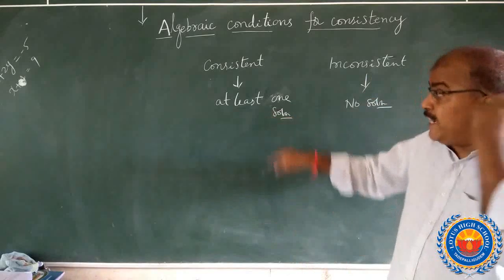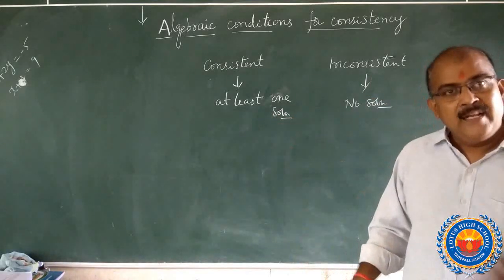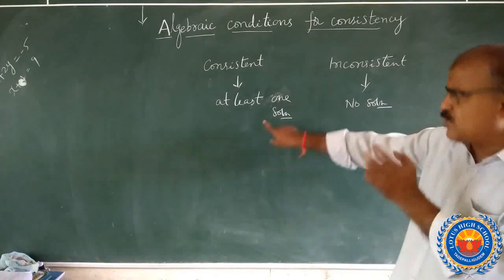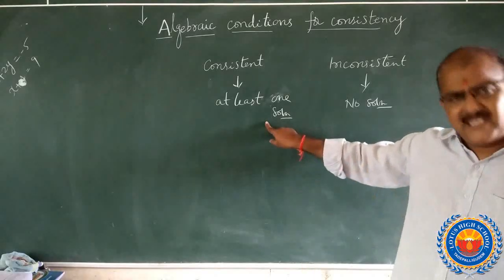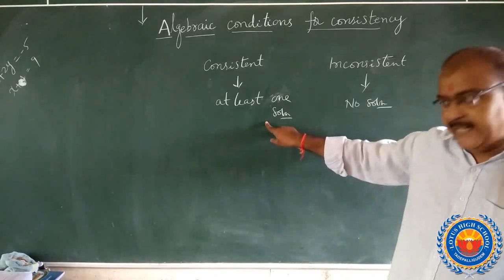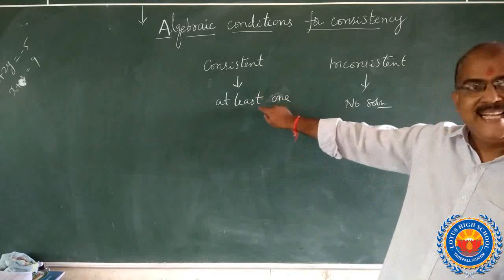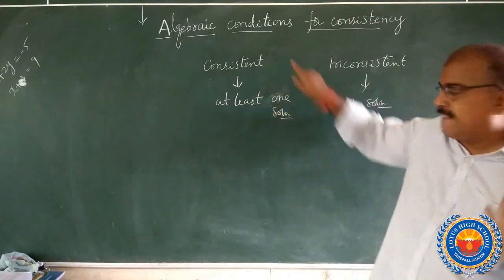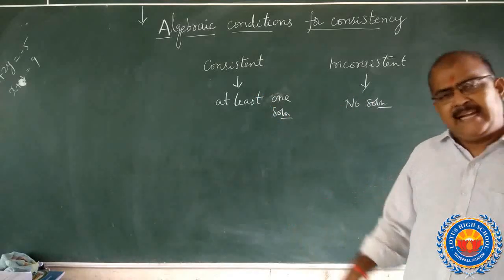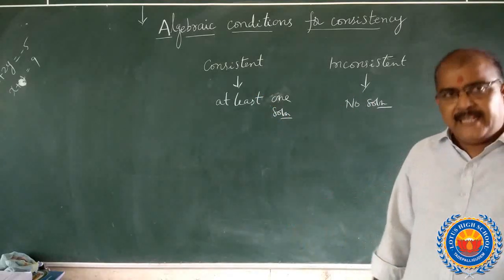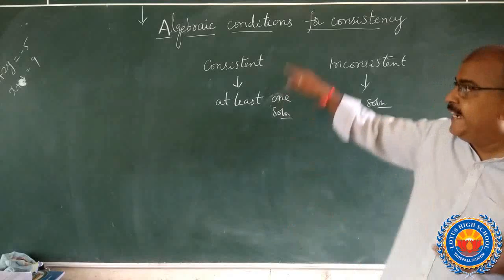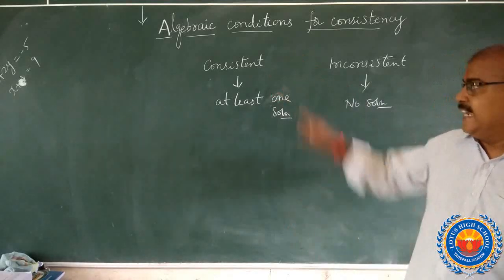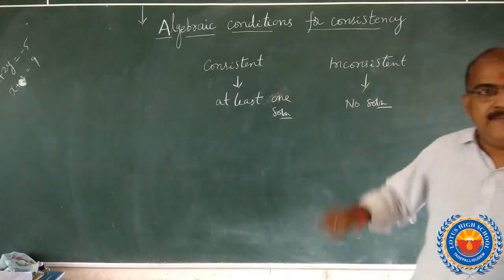So, at least one solution, or two solutions or three solutions, many solutions, infinitely many solutions, also consistent. Consistent means at least one solution, in the sense infinitely many solutions also you can take as consistent. Consistent, inconsistent. These two are very, very important.